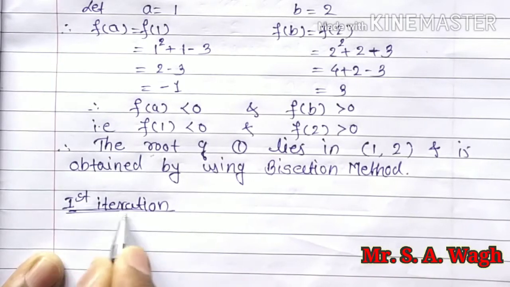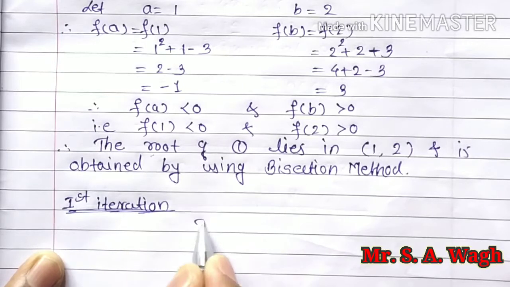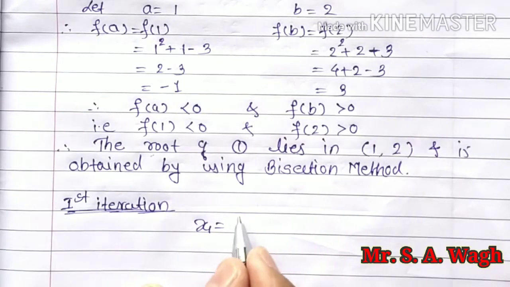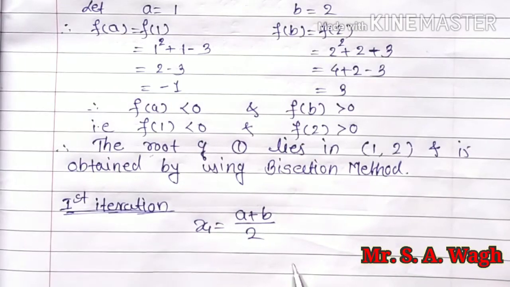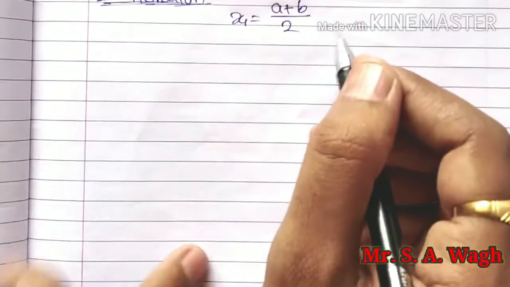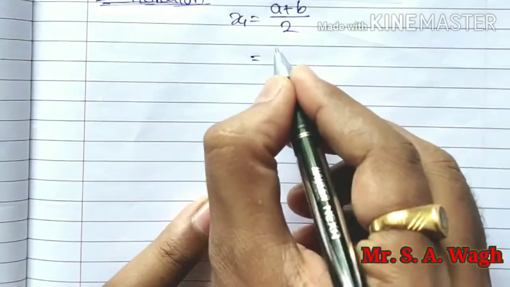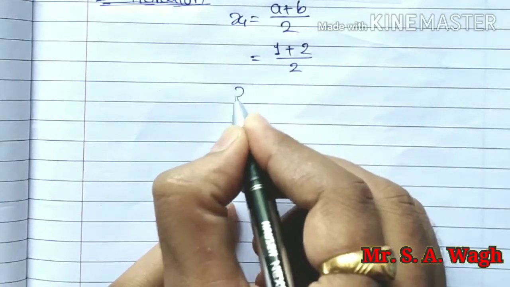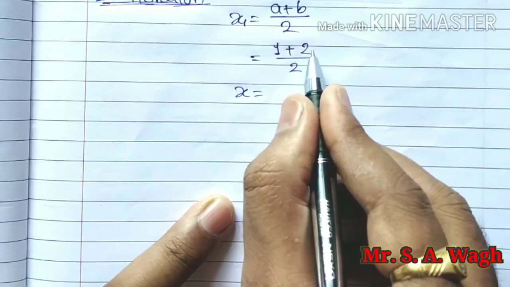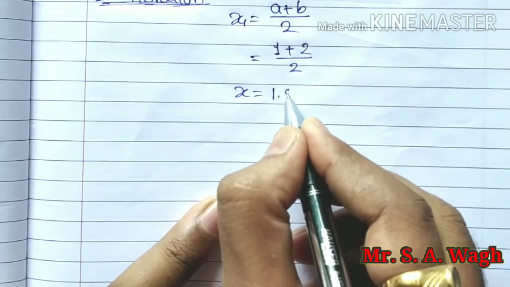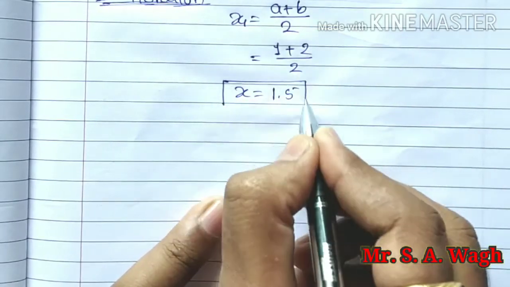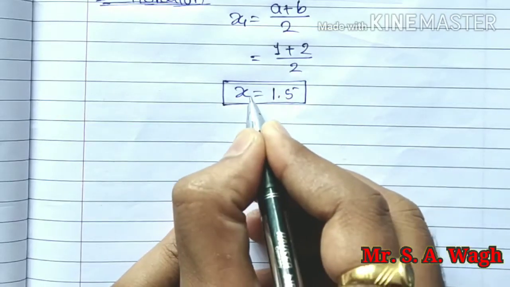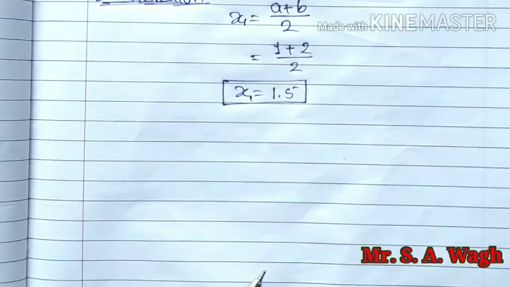So for the first approximation, what is the formula? To find x1, the formula is a plus b divided by 2. This is the formula for bisection method. And so we substitute a is 1, b is 2, divided by 2. So the final value of x is 1 plus 2, 3, 3 by 2, that is 1.5. So this is nothing but the first iteration by using bisection.